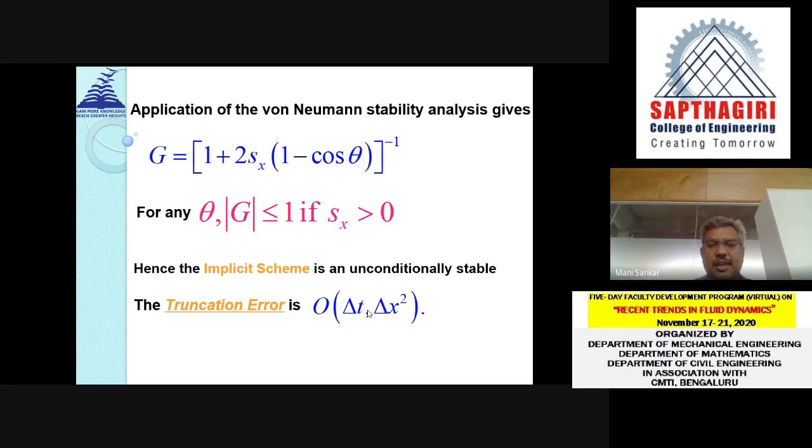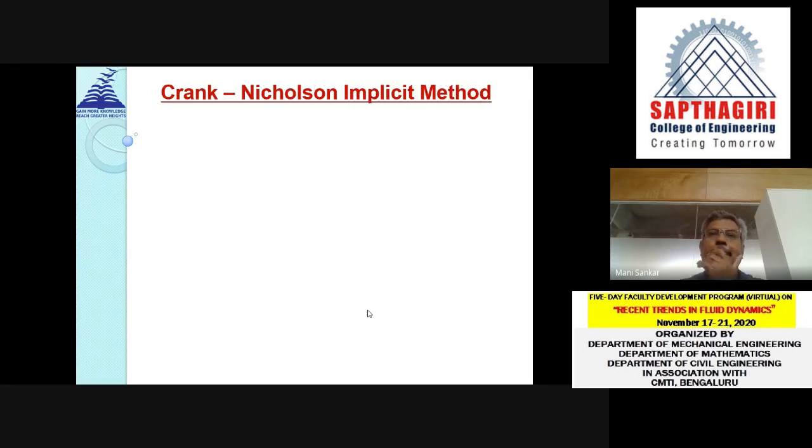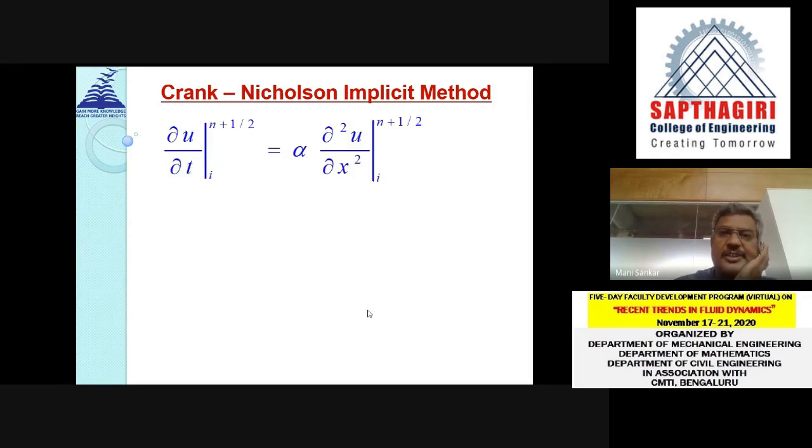There is no stability condition, unlike your explicit scheme where you have Sx must be less than or equal to half. Among the implicit methods, one of the popular methods is the Crank-Nicolson method. The advantage is it has higher order accuracy than the normal implicit method. What we are doing is discretizing the partial differential equation at the midpoint of the time level. In the explicit method, we discretize at the nth time level. In the implicit method, we discretize at the n plus 1th time level. Here, we discretize the differential equation at the n plus half time level.